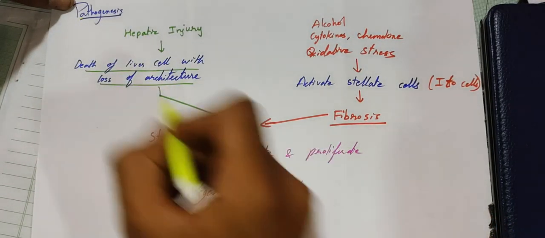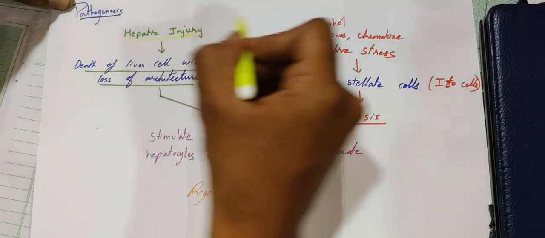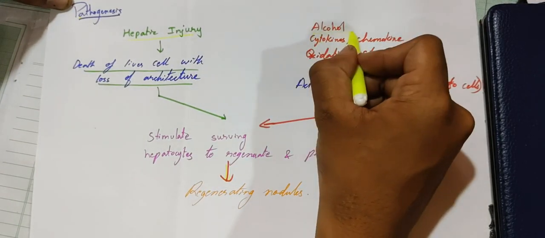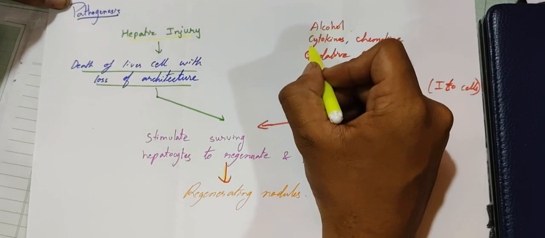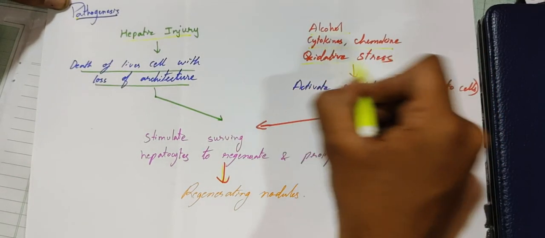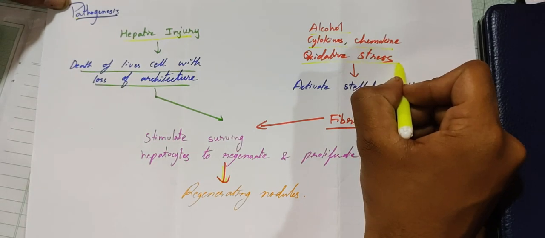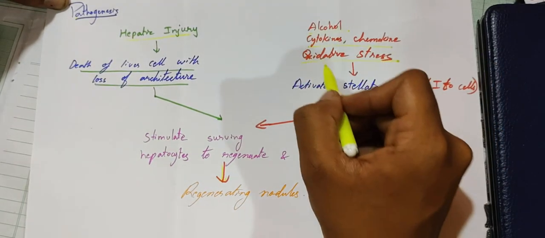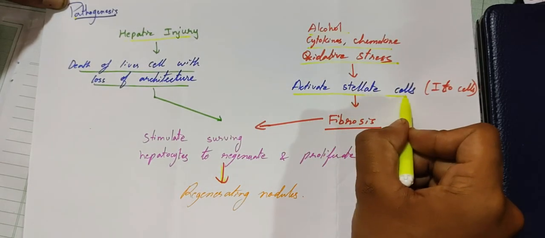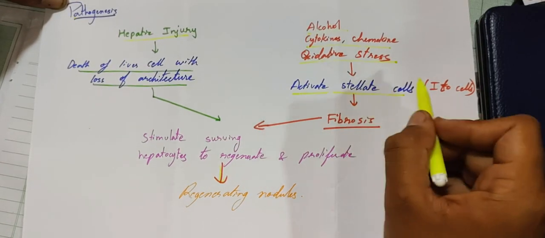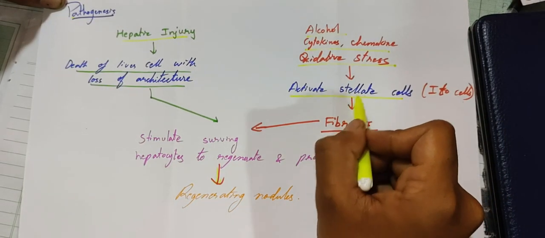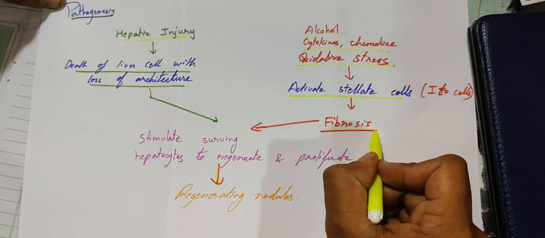Okay, if you consider this under two headings like hepatic injury, or when there is intake of chronic alcoholism, or when there is increased levels of cytokines, chemokines, and when there is oxidative stress. Due to this, they mainly activate the stellate cells. Stellate cells are also known as Ito cells. When stellate cells are activated, it leads to fibrosis.